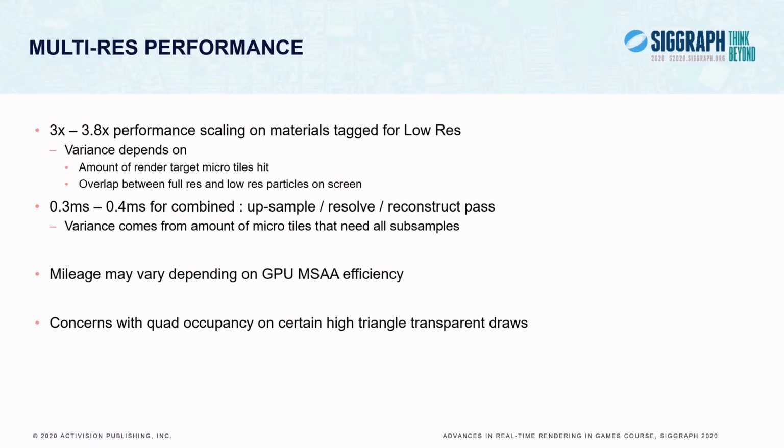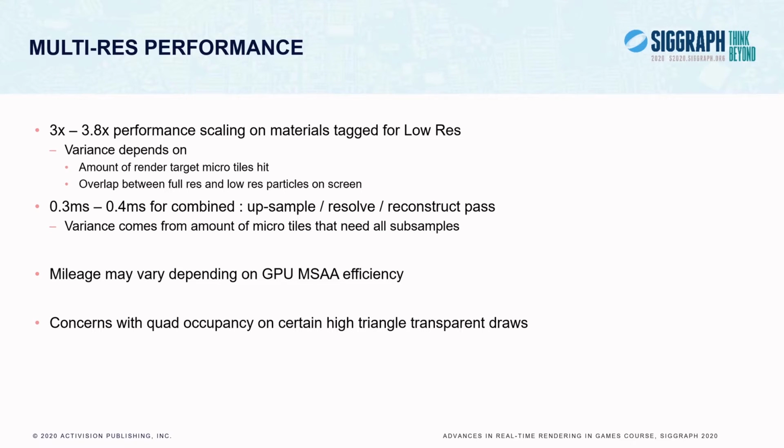So what we've noticed with this solution was a 3x to 3.8x performance scaling on all the material stack for low resolution rendering. There was a fair amount of variance that depended on the render target microtile hit and overlap between full res and low res particles on screen. The actual cost of upsample, resolve, and reconstruct paths was varying between 0.3 millisecond to 0.4 millisecond combined, where the variance came from the amount of microtiles that needed to be subsampled. You can check more numbers in the original presentation from 2017. However, I would like to notify that mileage may vary depending on your GPU MSAA efficiency.